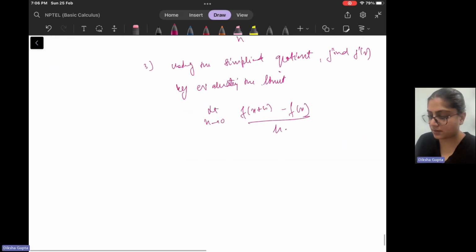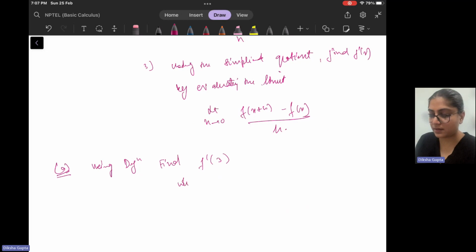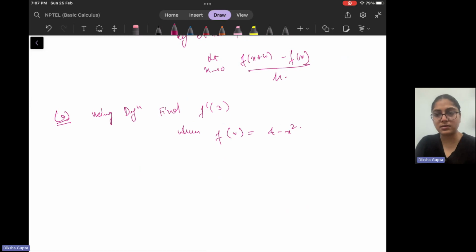So the question is: using the definition, find f dash 3 where f(x) is 4 minus x square. I'll wait. Just try this.